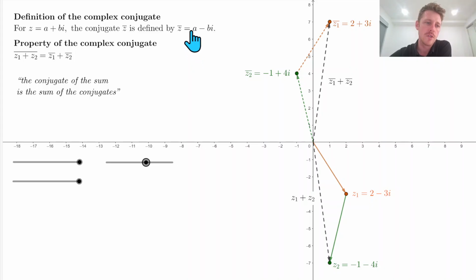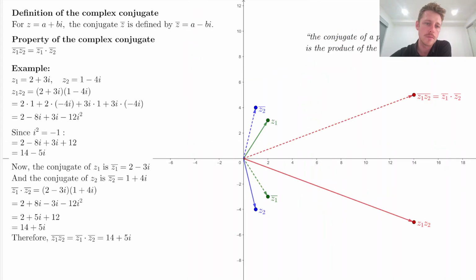All right, let's look at a few other properties of the complex conjugate. Okay, the next property is this. Basically says if you take the conjugate of z1 multiplied by z2, that's the same thing as the conjugate of z1 multiplied by the conjugate of z2. So sort of similar situation to addition, but now it's using multiplication. So in words, we could say that the conjugate of a product is the product of the conjugates. Okay, so let's maybe look at an example here to make some sense of it.